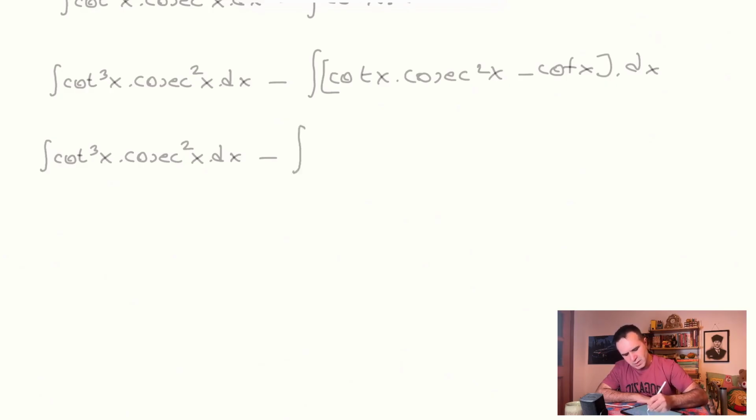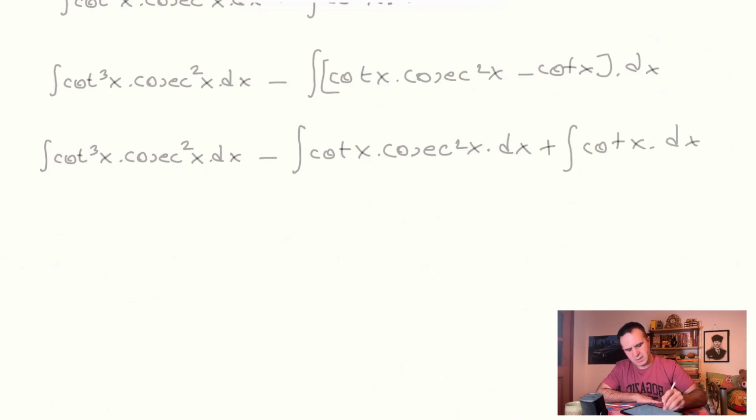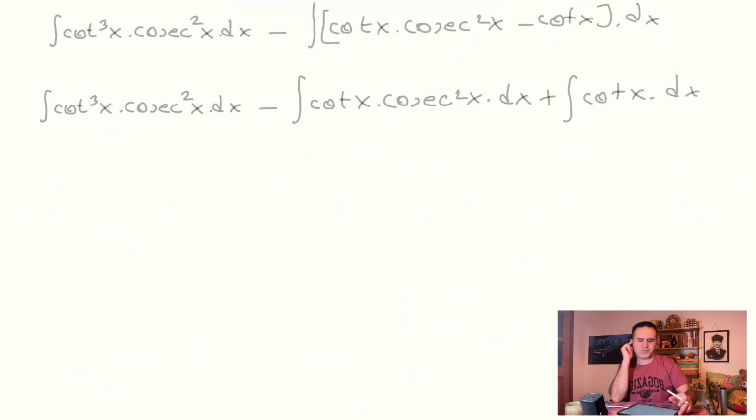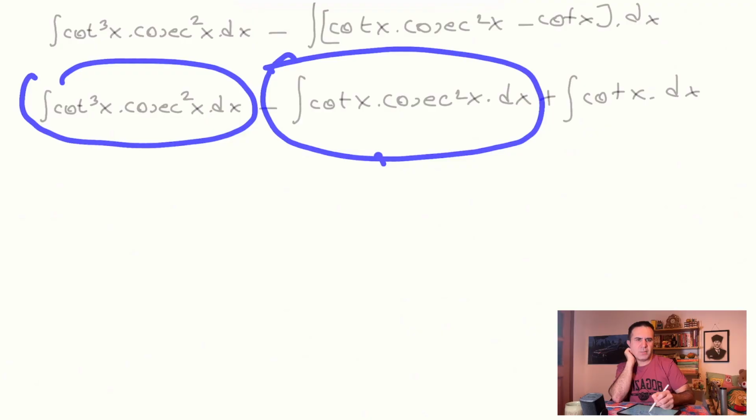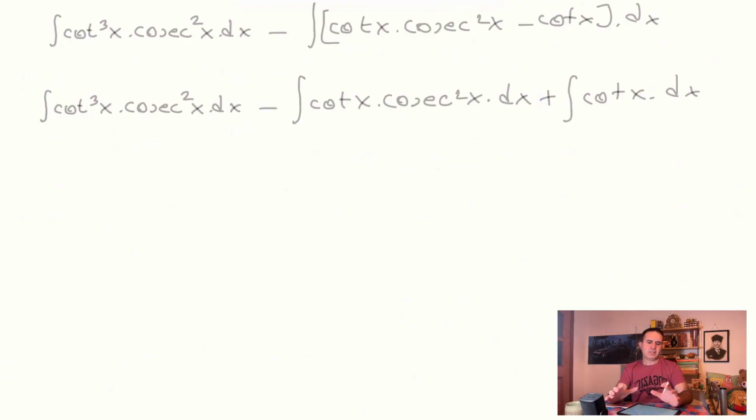If we split it, this will be the integral of cotangent x times cosecant square of x dx, minus, and here this is minus, so it will become plus the integral of cotangent x dx. And we can actually solve these two parts without using any pencil.